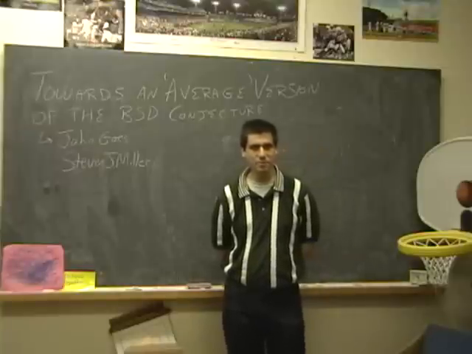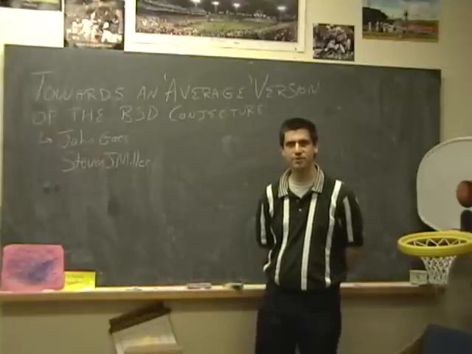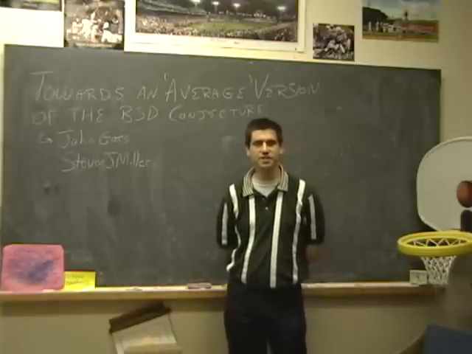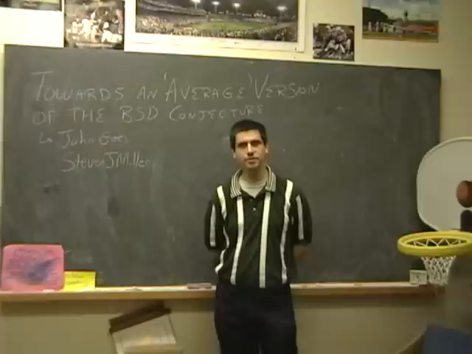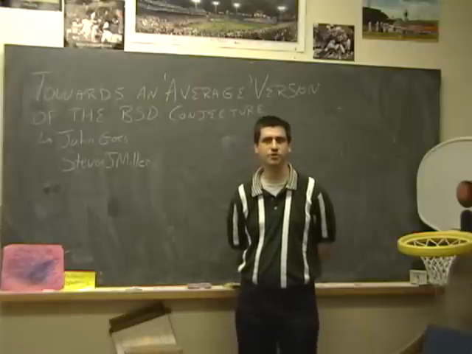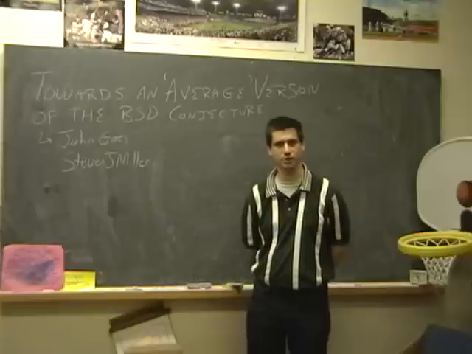Hello. In my paper with John Goes, Towards an Average Version of the Birch and Swinnerton-Dyer Conjecture, we investigate the distribution of normalized zeros in one-parameter families of elliptic curves of rank R over Q(t). According to the Birch and Swinnerton-Dyer Conjecture, if the Mordell-Weil group of the elliptic curve has rank R, then the associated L-function should have at least R zeros at the central point.